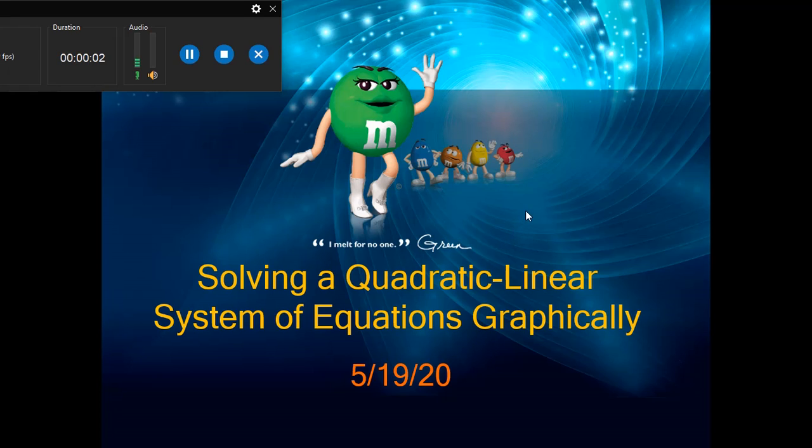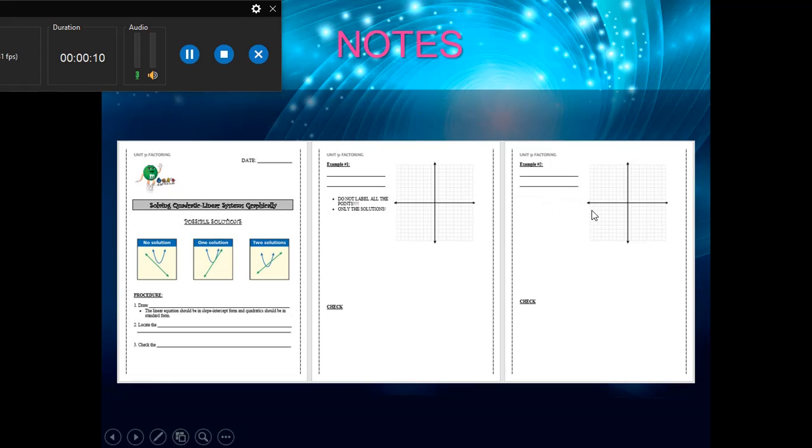Today we're going to solve a quadratic linear system of equations graphically. You can use the date of May 19th. Your note should have 3 pages, and you're going to want to grab a ruler or some kind of straight edge.